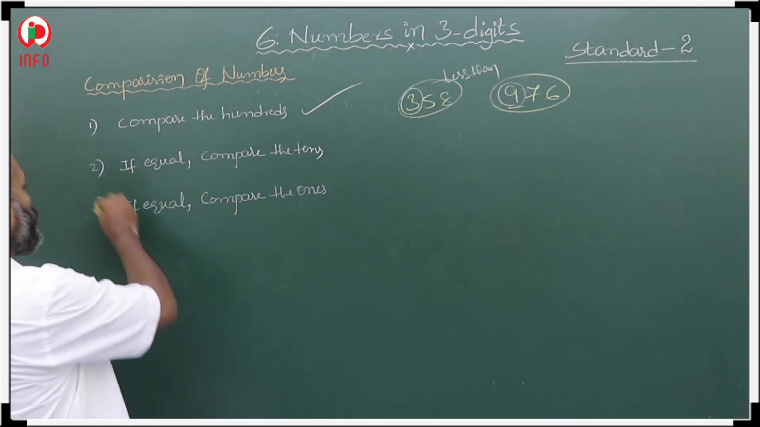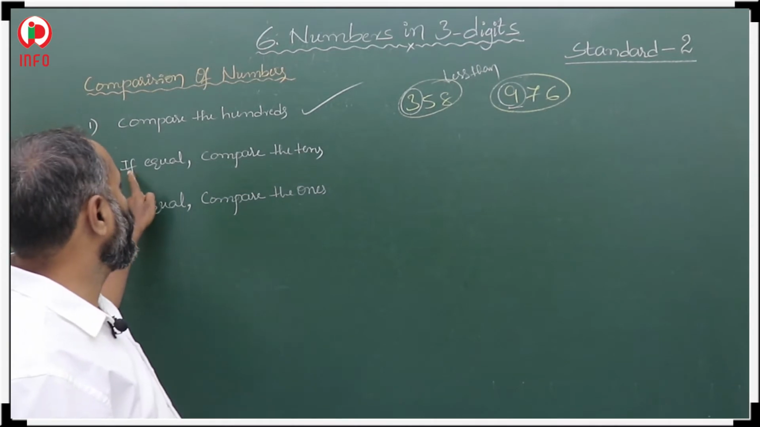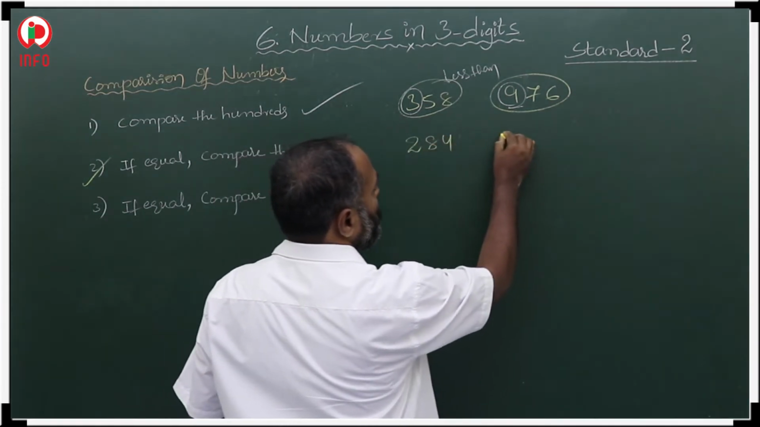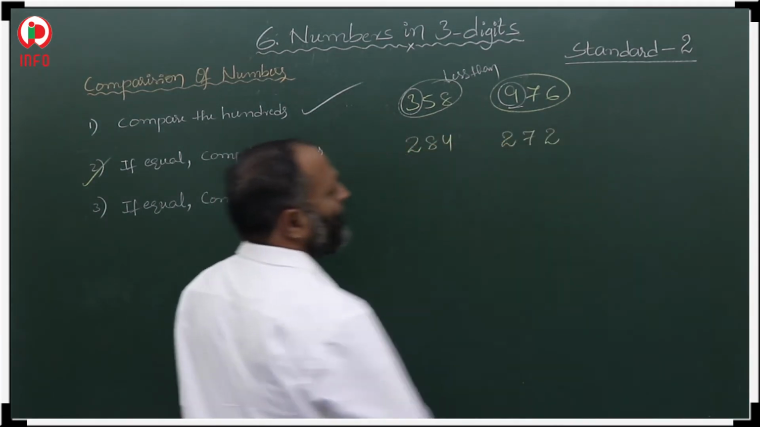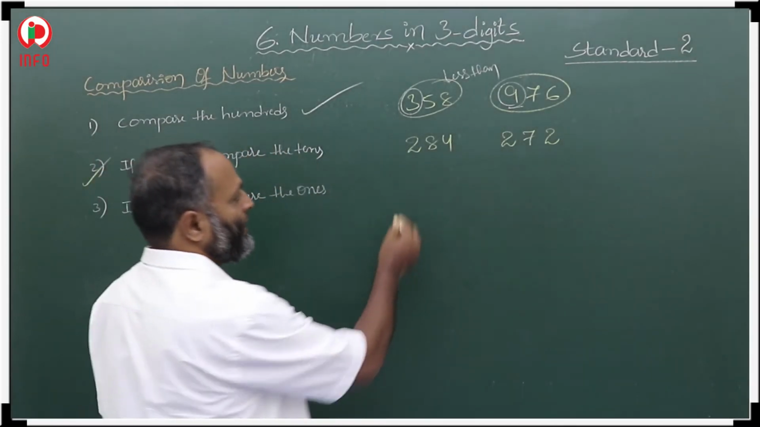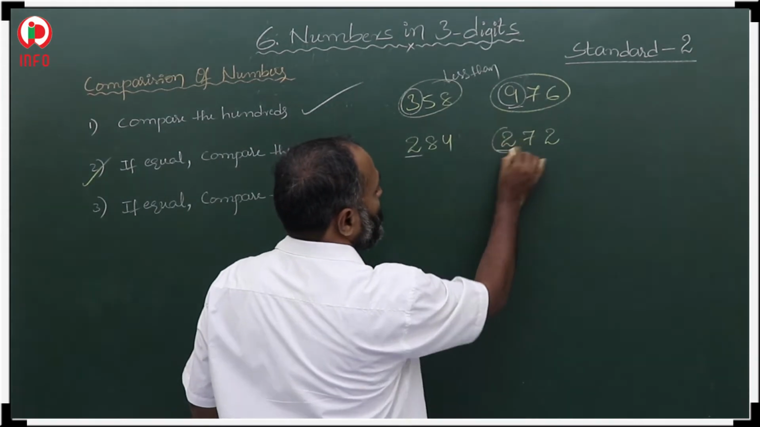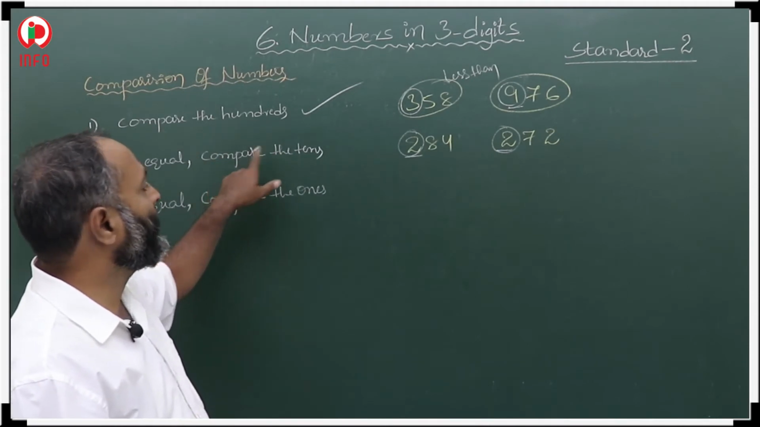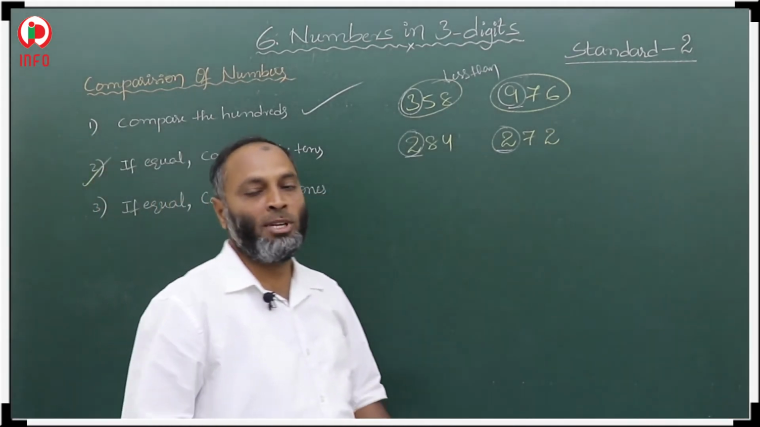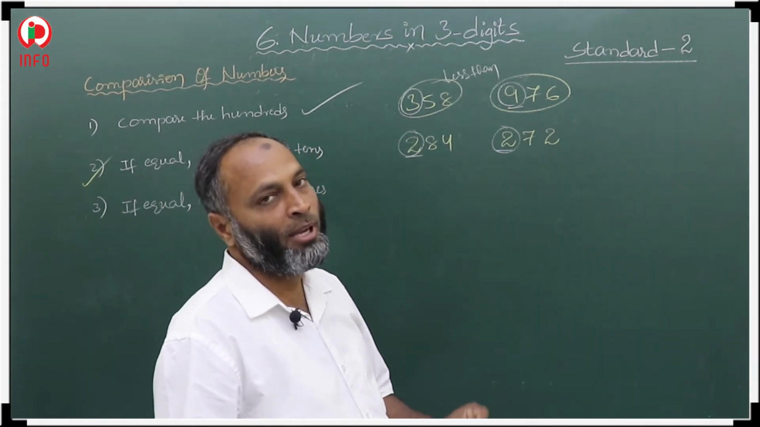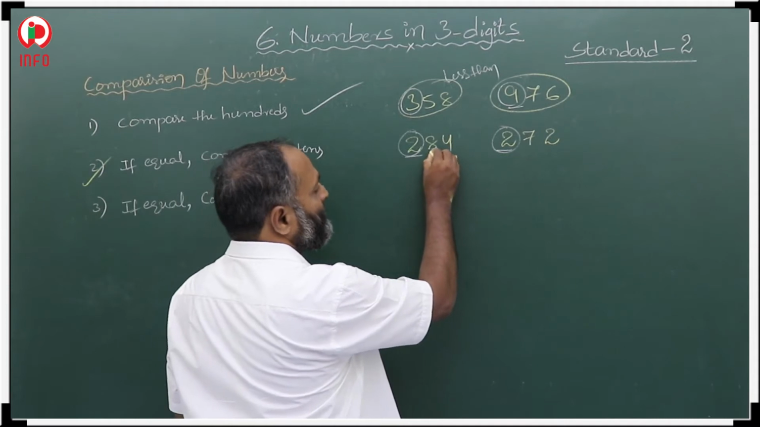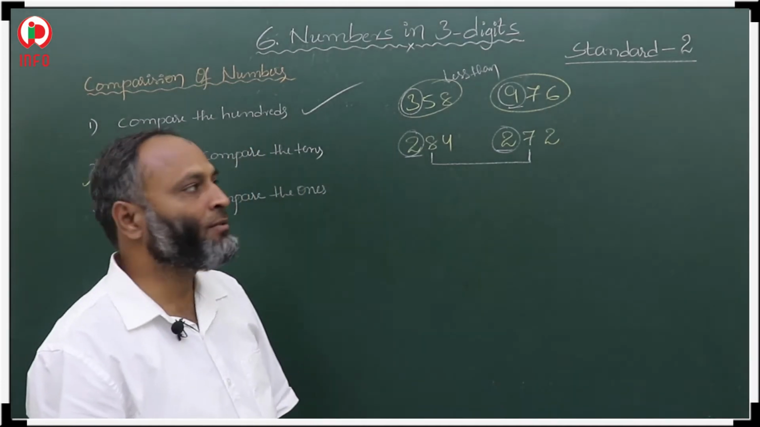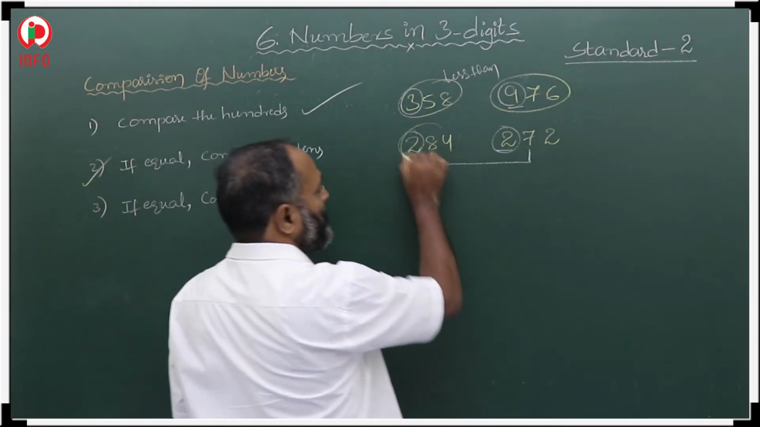Then in the second case, if equal, compare the tens. Equal means, suppose it is 284 and 272 is given. If the hundreds place is equal, this is hundreds and this is hundreds, then we have to compare tens places. What is there in tens place? 8. And what is there in tens place? 7. Between 8 and 7, which one is greater? This 8 is greater. This is greater than.